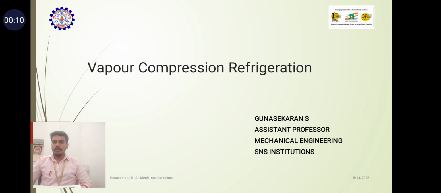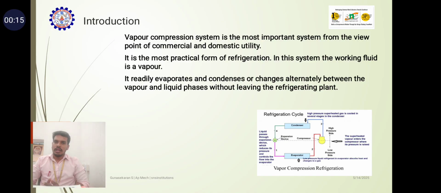Now we are seeing about vapor compression refrigeration. Normally, vapor compression refrigeration is widely used in refrigeration and air conditioning. It operates on the principle of removing heat through one phase to another phase of the refrigerant. Here it involves four main components: compressor, condenser, expansion valve and evaporator.